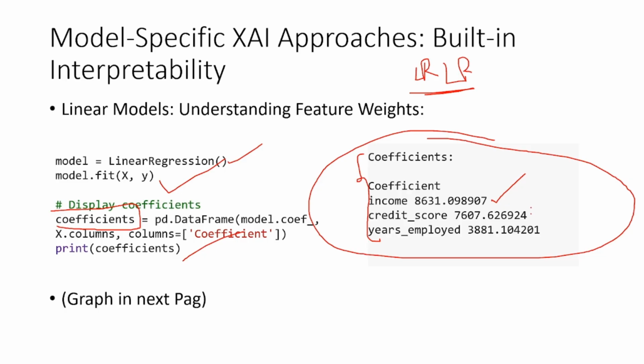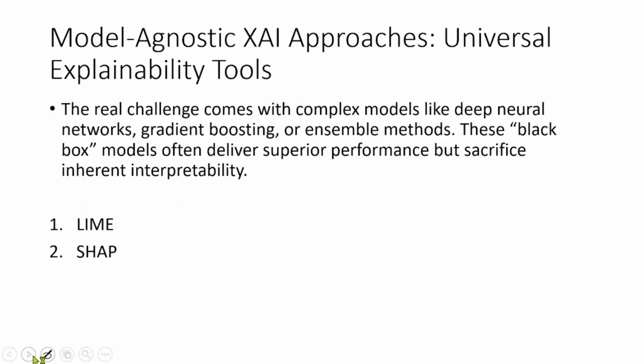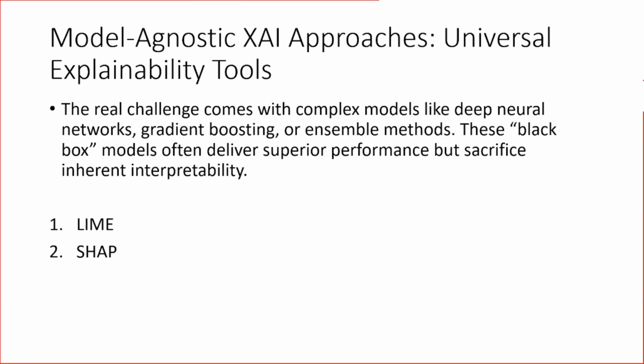Next, credit score comes next, and years employed comes after it. It is not insignificant, but it is the least important of all. So this is how we interpret a linear regression model. This is how interpretability works. But we go to the next one, for which we have neural networks, for example.